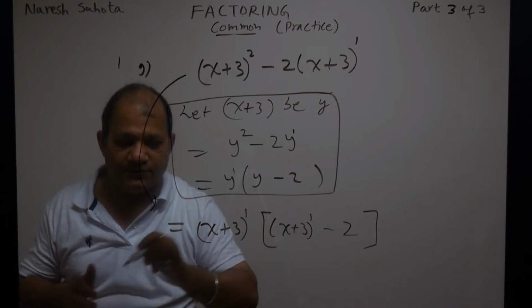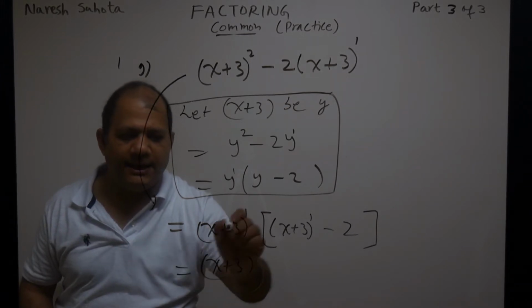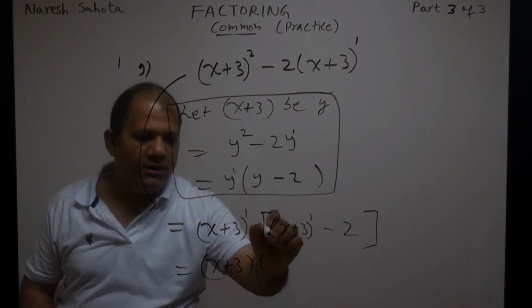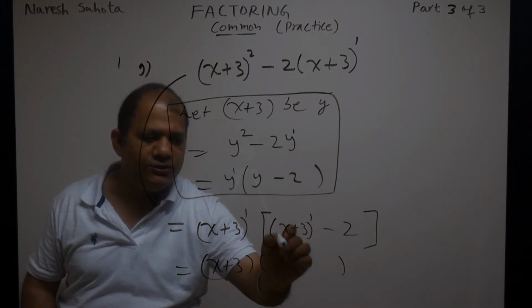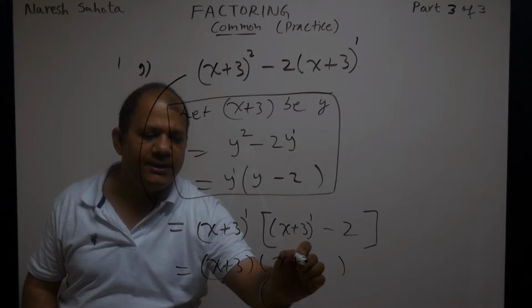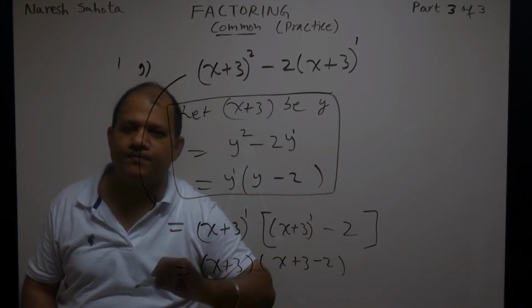Now I can simplify this further. I can say, okay, x plus 3, so that's that. I don't need the 1. And now I don't need these square brackets. I can just use this. So this is x plus 3. I don't need the bracket to the 1. And then we have minus 2, right?